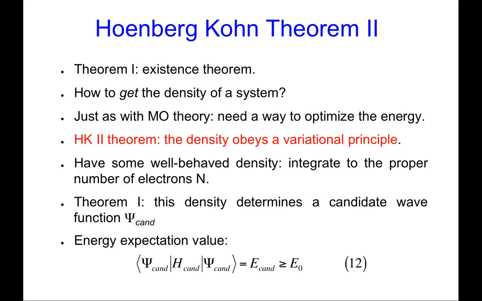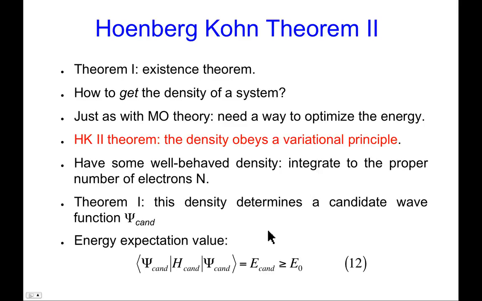Well, the second Hohenberg and Kohn theorem shows that the density obeys a variational principle. And just as with MO theory, we're always trying to optimize the energy to drive it down lower. Hohenberg and Kohn said that given a well-behaved density that integrates to the proper number of electrons, we know that theorem 1 says that density determines a candidate wave function, right? There is a unique mapping of a density to a wave function. We can evaluate the energy of that candidate wave function over the Hamiltonian corresponding to the density, and we will get some value for the energy. And we know that it must be greater than or equal to the exact value, because the exact value only comes from the exact density, which determines the exact Hamiltonian and the exact wave function.